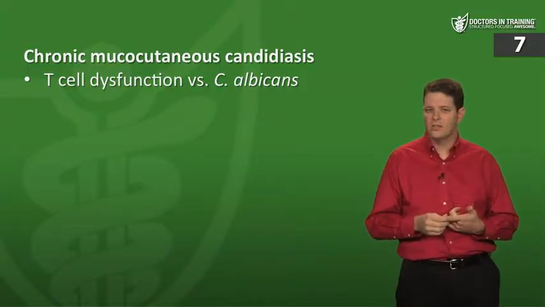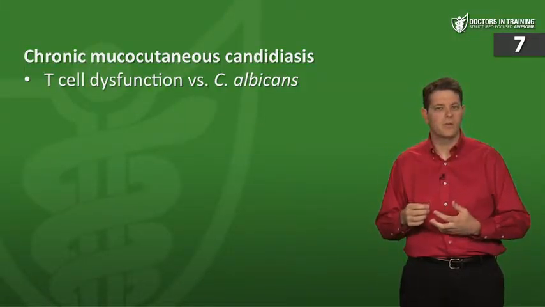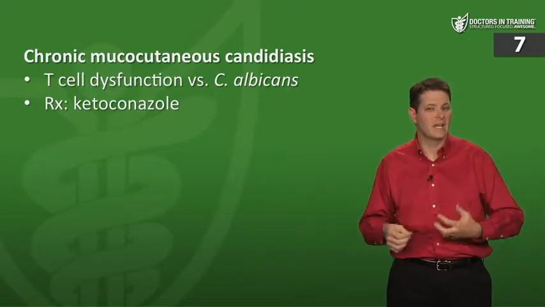Another T cell deficiency is called chronic mucocutaneous candidiasis. Now, there's not really much you have to know about this one. It's a disease of T cell dysfunction, and it specifically causes problems with Candida albicans. So you're going to treat this with ketoconazole so these patients don't get Candida.